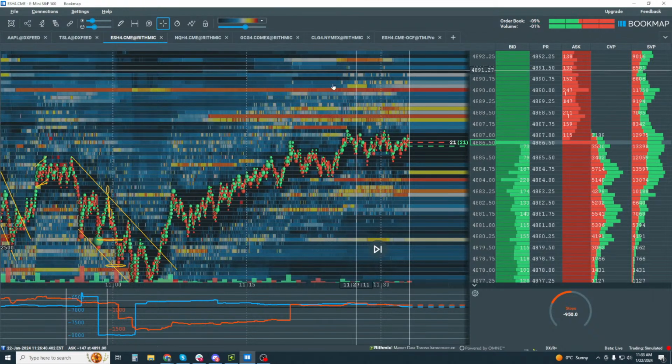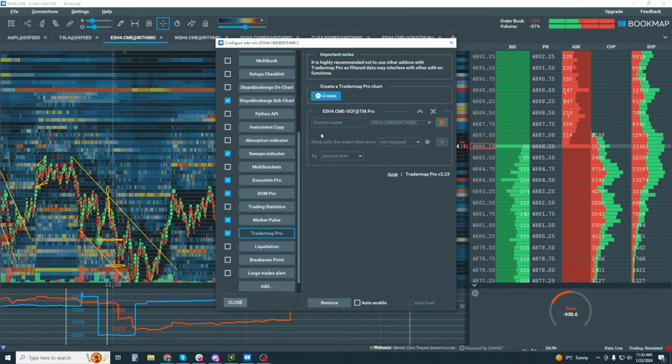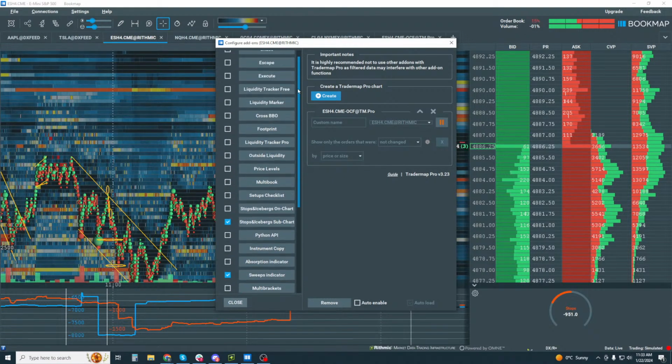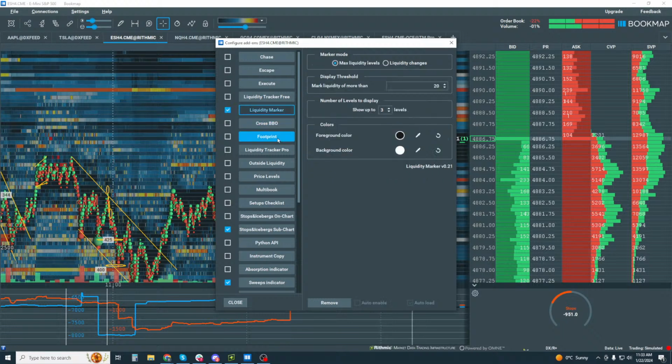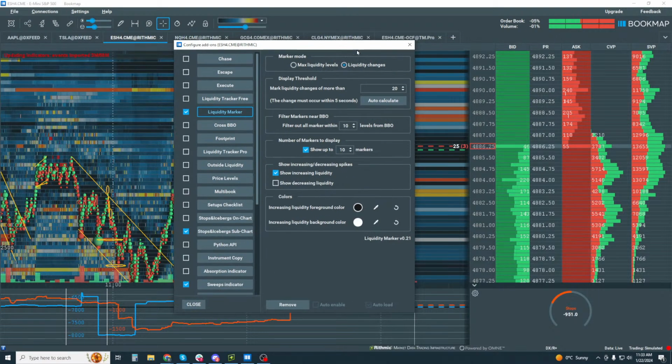One more thing I just wanted to add here for those of you who like numbers and want to look at the liquidity on the heat map, so you can understand that a lot better. We can look at the liquidity marker add-on here. There's a few different ways to look at it. We can look at the max levels in here or the liquidity that changes. Let's go with the change, in fact, and then it changed more by 20.